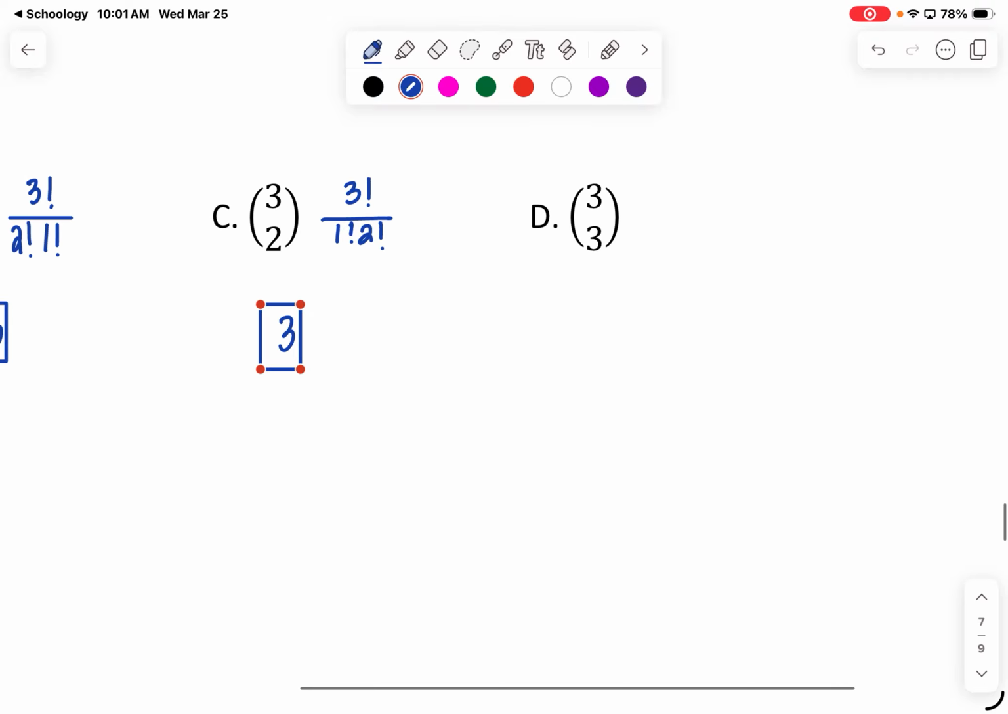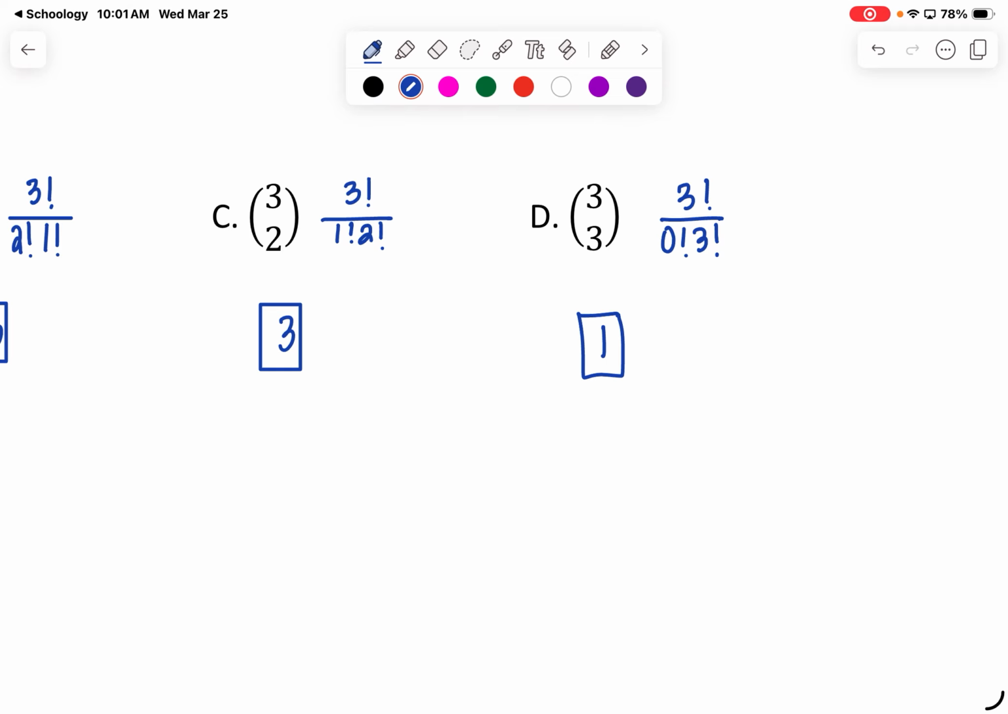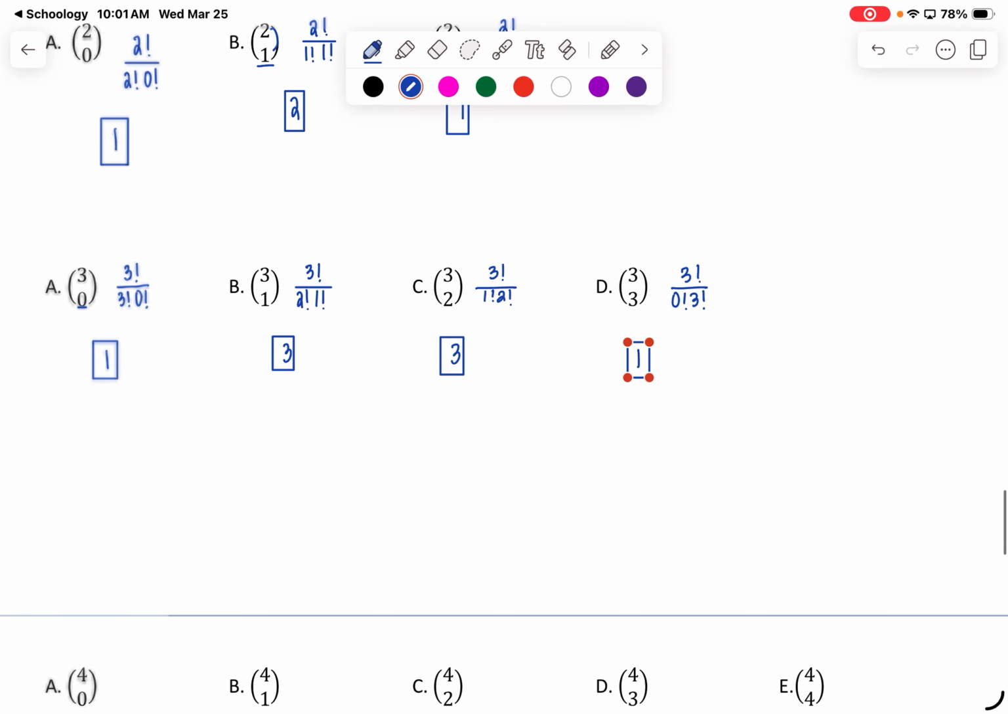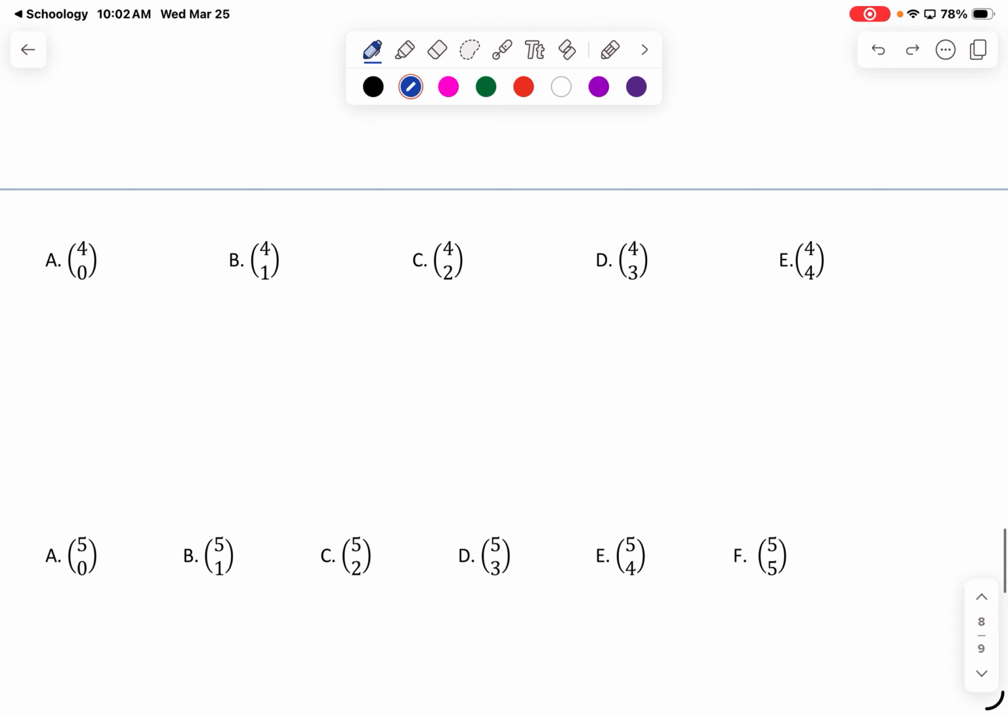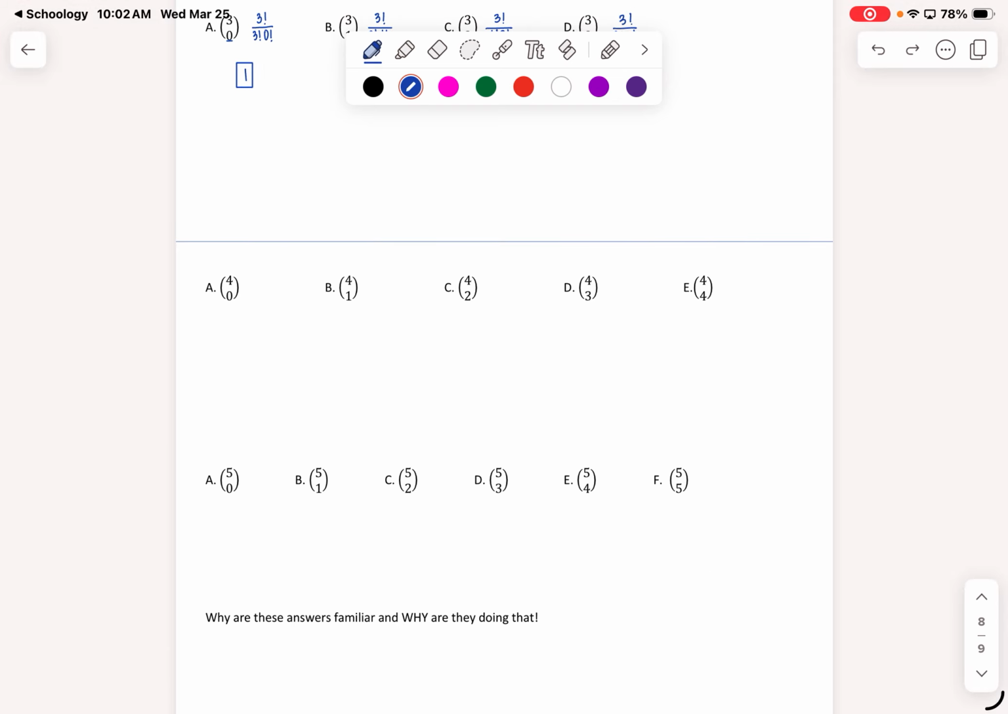And then 3 choose 3 is 3 factorial over 0 factorial, 3 factorial, which is 1. And notice that it's the same math. These two have the same math, and these two have the same math, right? Okay, so let's keep that in mind, that that's happening.